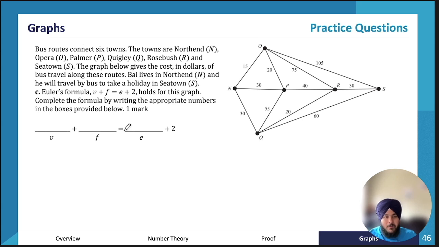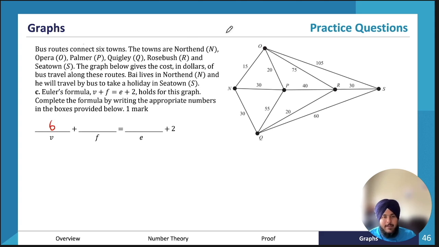So this is a pretty straightforward question. We know the Euler's formula, we're just applying it to this question and just showing the examiner we know what a vertex is, we know what a face is, we know what an edge is. So first of all, how many vertices are there? So there's 1, 2, 3, 4, 5, 6 vertices.